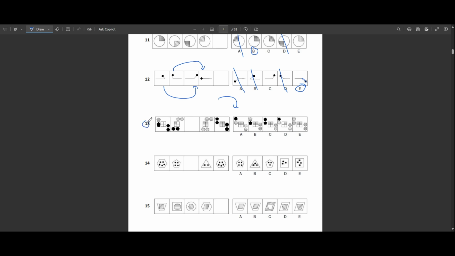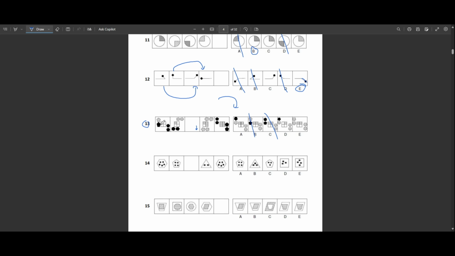Question 13. The pentagons here, or the whole shape actually, is rotating clockwise 90 degrees. If you rotate it again, the pentagons would be pointing down. Okay, now this isn't pointing down. Look at these. Neither is this one. Now it could be any of these options.